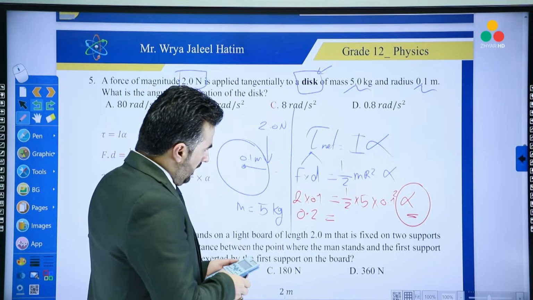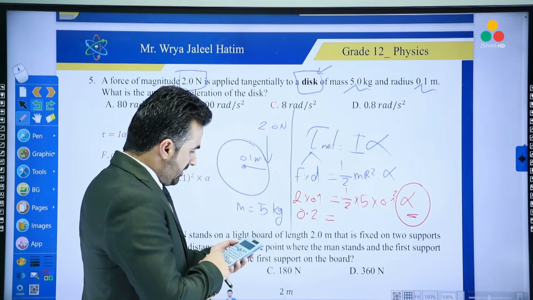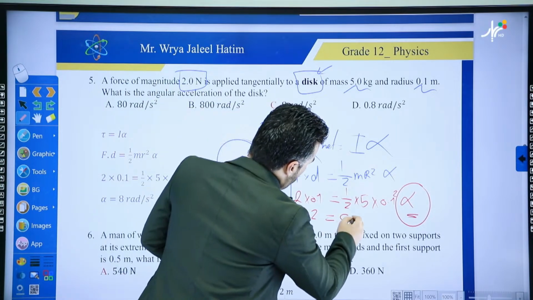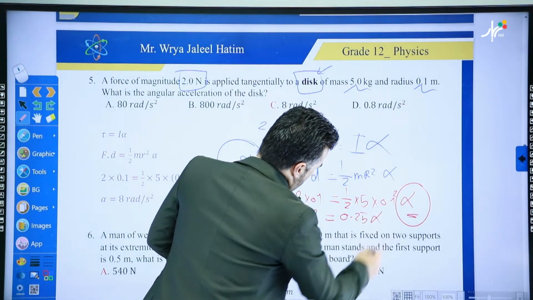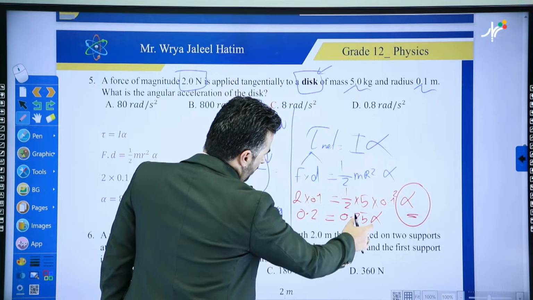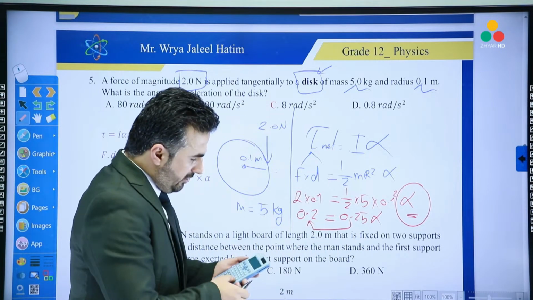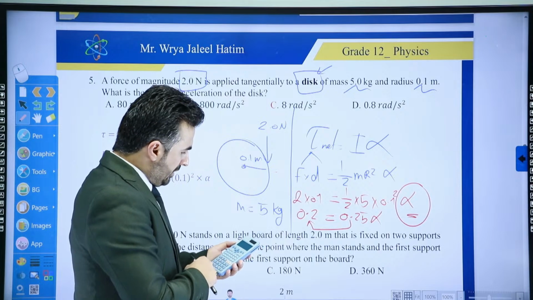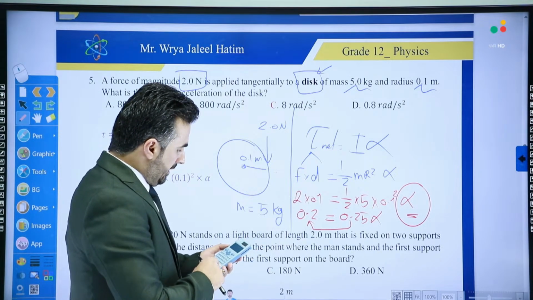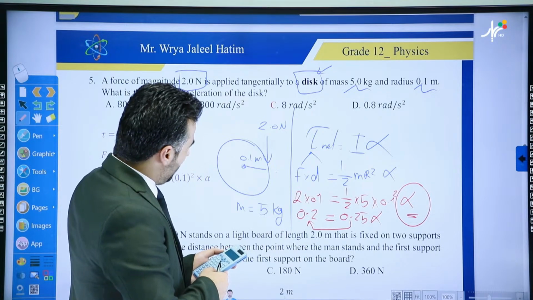But I think I'll have to do this side first, so you know what I've done here. So times 5 times 0.1 squared equals 0.25 angular acceleration. So what is angular acceleration equal to? Divide both sides by 0.25, or you can just bring 0.25 here, and then you'll find the angular acceleration, which is 0.2 divided by 0.25, and of course the answer will be, yes, it will be 0.8, yeah?